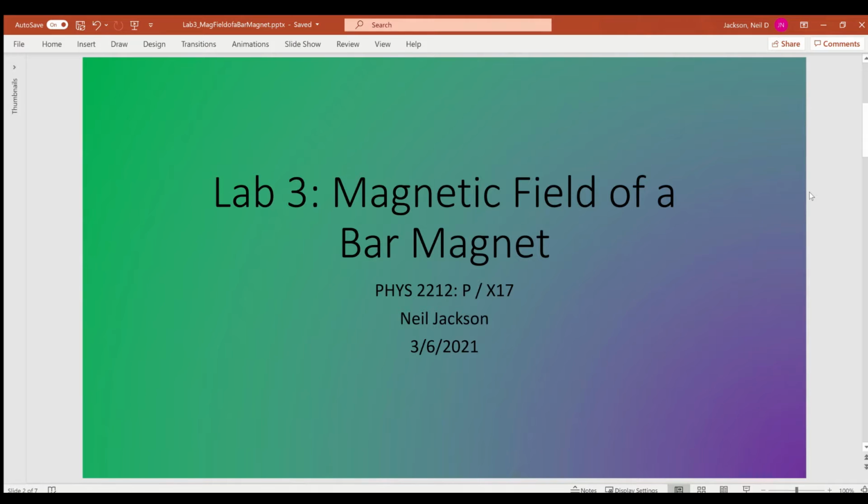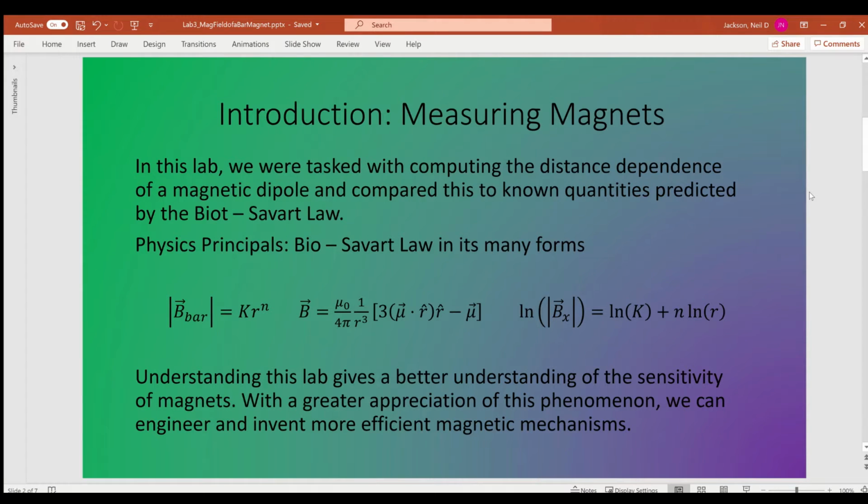Physics 2. So the introduction for this lab was quite simple. We were tasked with computing the distance dependence of a magnetic dipole, and we're going to compare this to the known quantities predicted by the Biot-Savart law. In the middle of the slide I have listed different forms of the Biot-Savart law that we use in the lab to help us calculate this value. Understanding this lab gives us a greater appreciation for the sensitivity of magnets, and with this appreciation we'll be able to invent and engineer new and better technologies for the future.